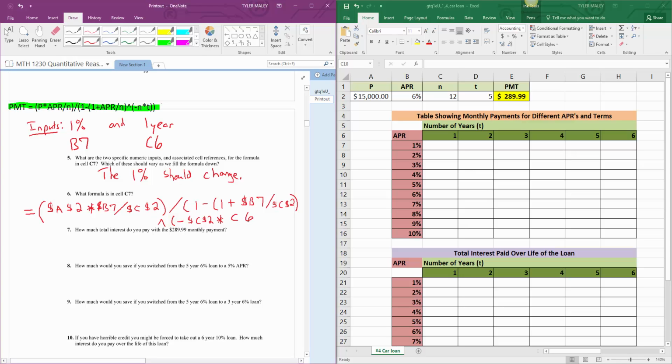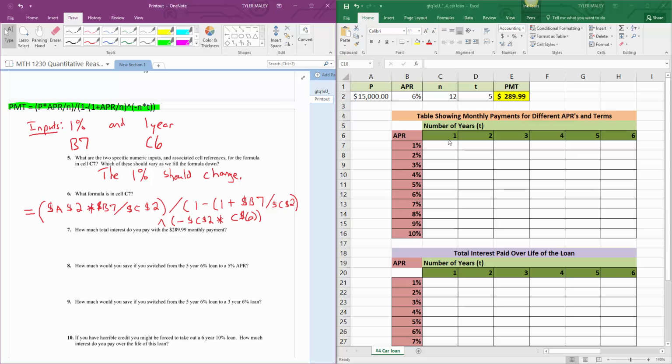but for a similar reason why we locked in the column for the APR, I'm going to want to lock in the row for this value. So when I pull this down, I don't want the row to change. All of the years are in row 6. So I need to lock that in and then close two parentheses. So that should be the formula that we input.